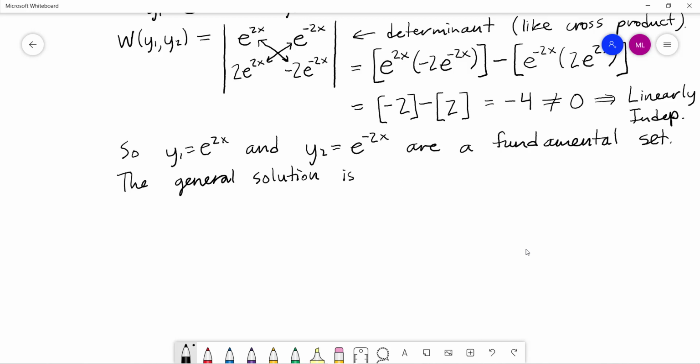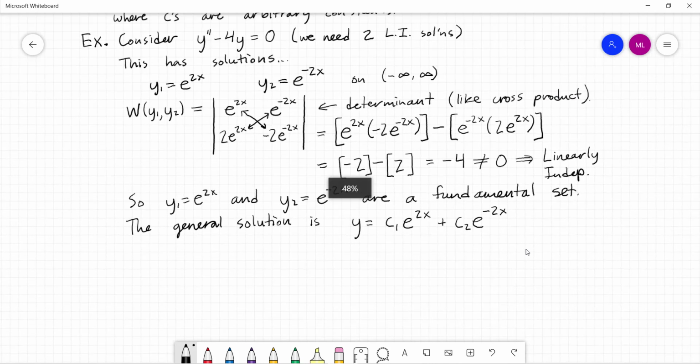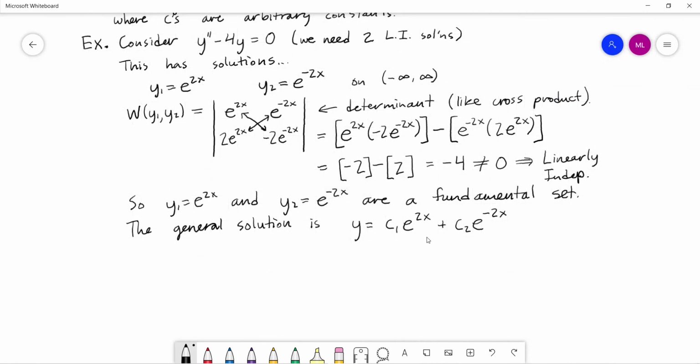is y equals c1 e to the 2x plus c2 e to the negative 2x. That is the general solution. And you could go back and, if you wanted to, verify. So take the second derivative of this expression, plug it back into the original differential equation, and you would indeed see that it satisfies the original differential equation.